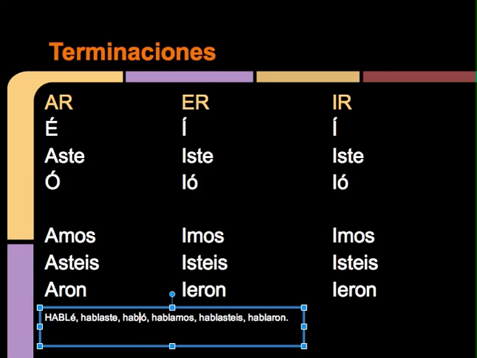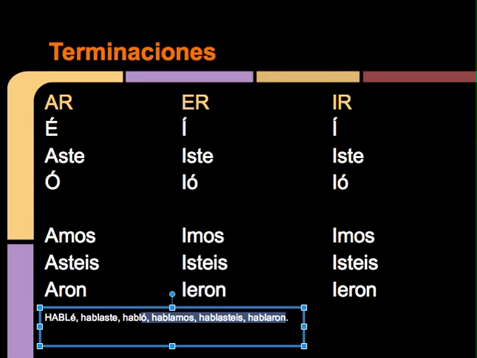So again, this is the preterite, things that we did. Hablé, I spoke. Hablaste, you spoke. Habló, he or she spoke. Hablamos, nosotros, we spoke. Hablasteis, you all in Spain spoke. And then hablaron, ustedes or ellos, ellas, spoke. That should be pretty clear.